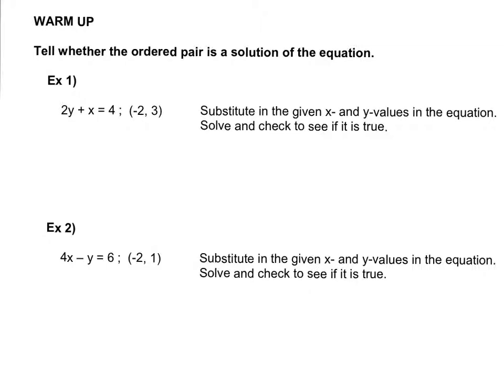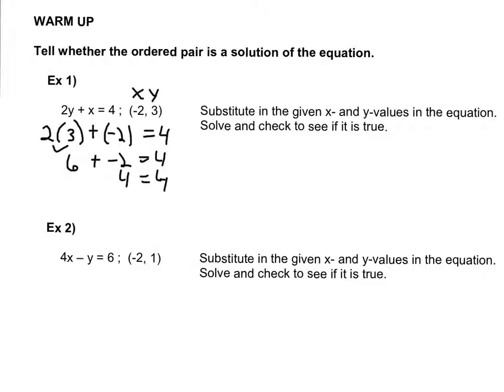So here we have an equation, and this is your x and this is your y. So you're going to substitute for the y the 3, and then for the x a -2. And so 2y plus x equals 4. Now, check and see if this is true. Well, 2 times 3 gives me 6, and 6 plus a -2 does give me 4, and 4 equals 4. So is this a solution to the equation? Yes, because when I substitute the ordered pair into the equation, it makes it true.